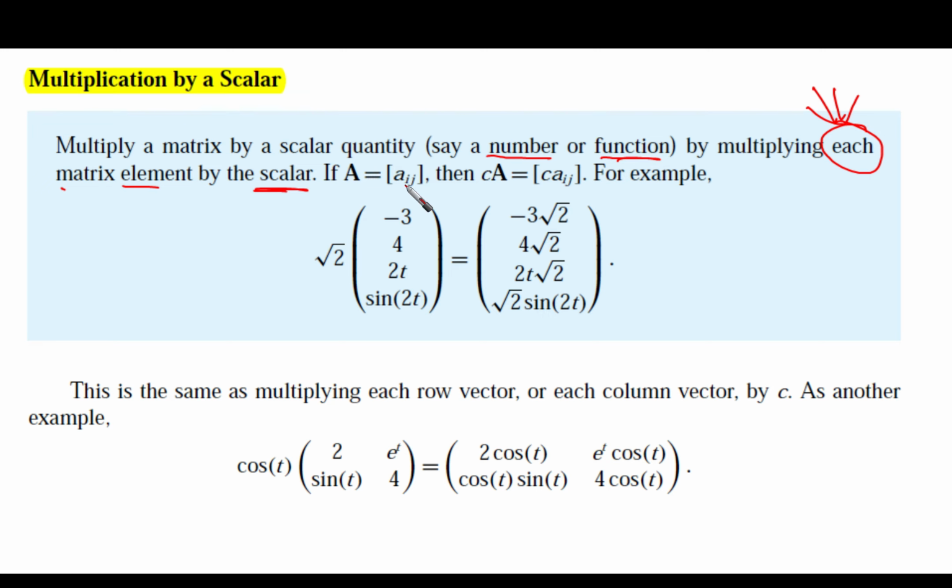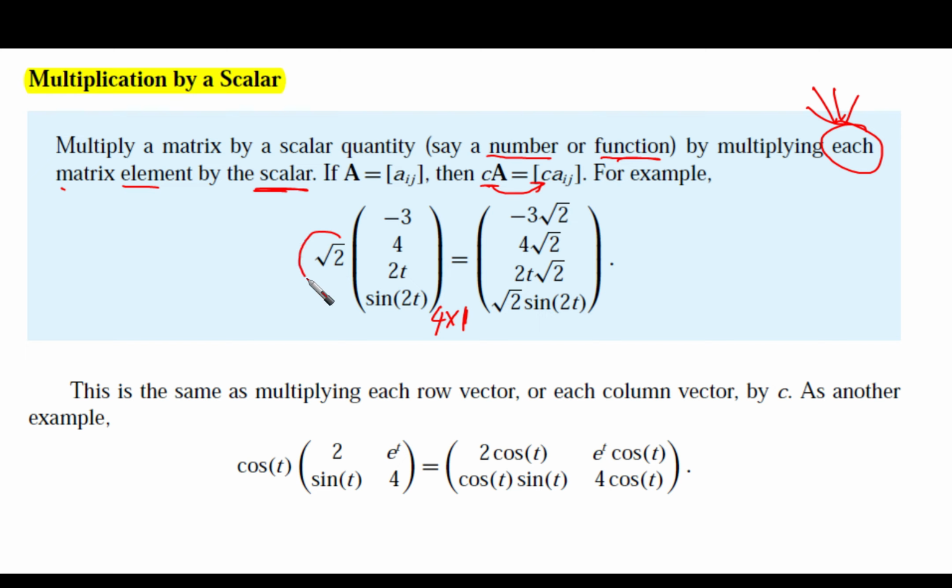If A equals a_ij, which are the elements of the matrix A, then c, which is a small c here, meaning a scalar quantity, times A equals this c multiplied by each element inside the matrix. For example, if we have this matrix here, which is 1, 2, 3, 4, it is 4 by 1. This is the dimension of this matrix, which is actually a vector here.